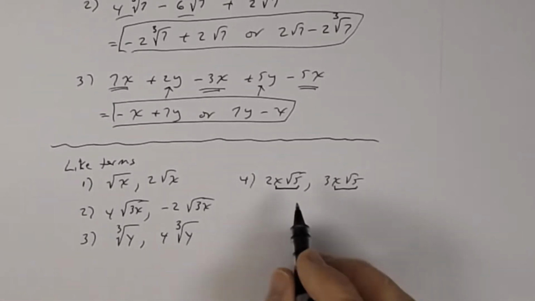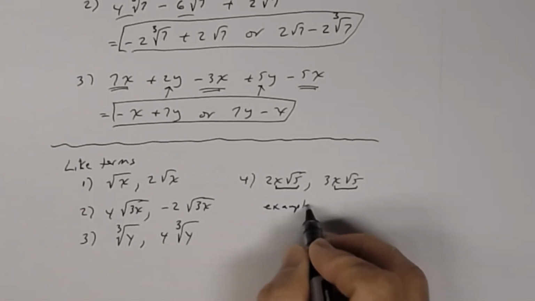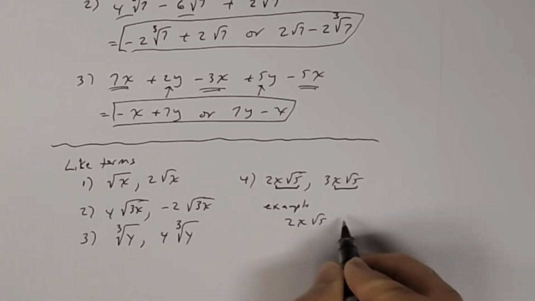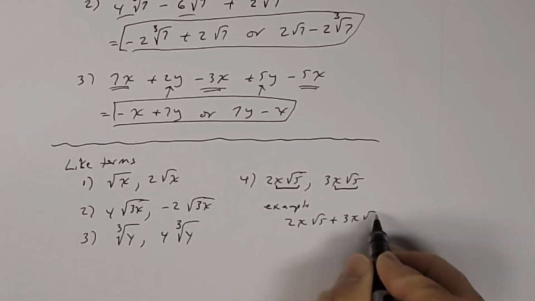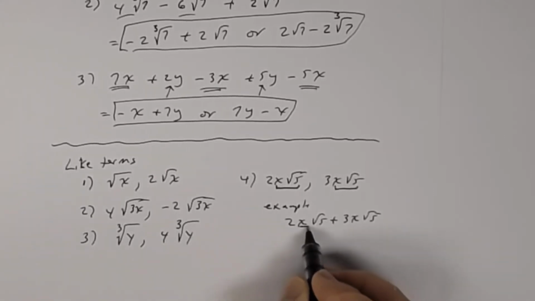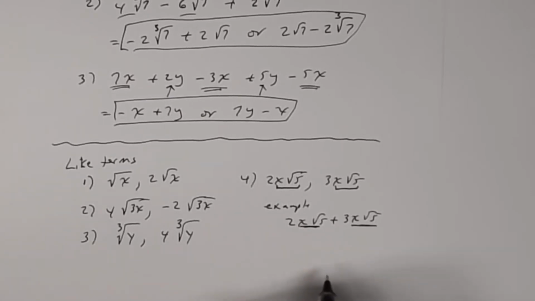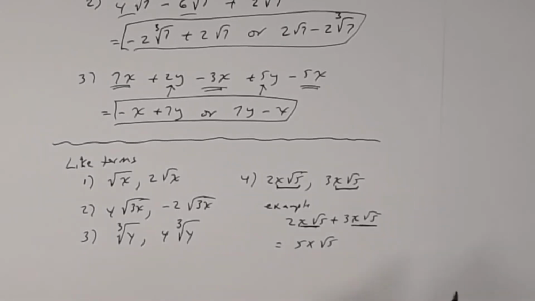Okay? So if I were to add them, if I were to say 2x square root of 5 plus 3x square root of 5, I have 2 x square root of 5s plus 3 x square root of 5s. So altogether I have 5x square root of 5s. Okay? All right, number 5.